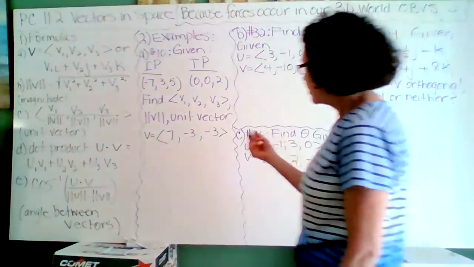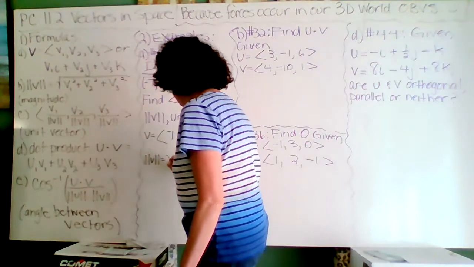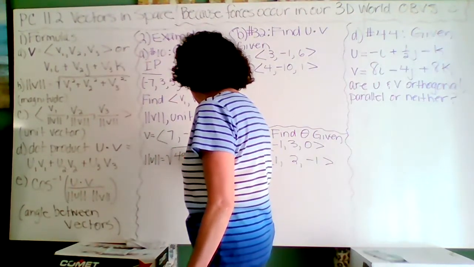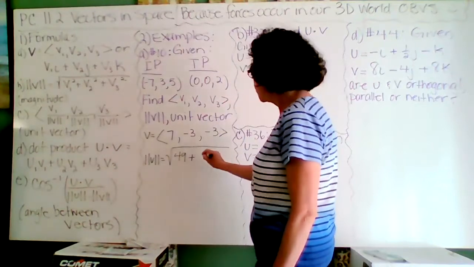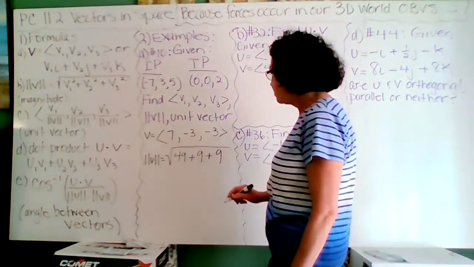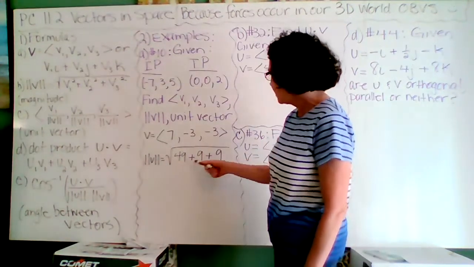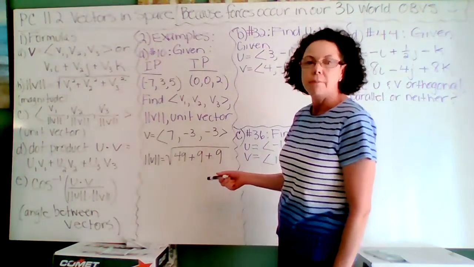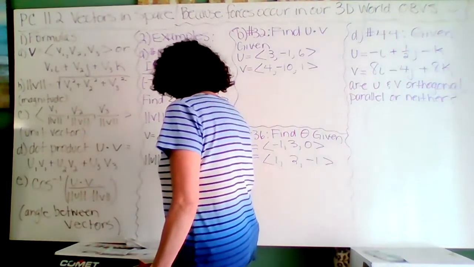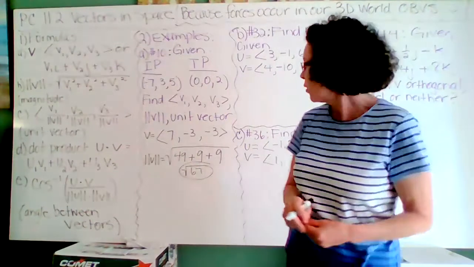To find the magnitude of the vector, that would be v1 squared plus v2 squared plus v3 squared. Add them up and take the square root. So this would give us, let's see, this is like 49 plus 9 plus 9, so the square root of 67, or as a decimal, right?